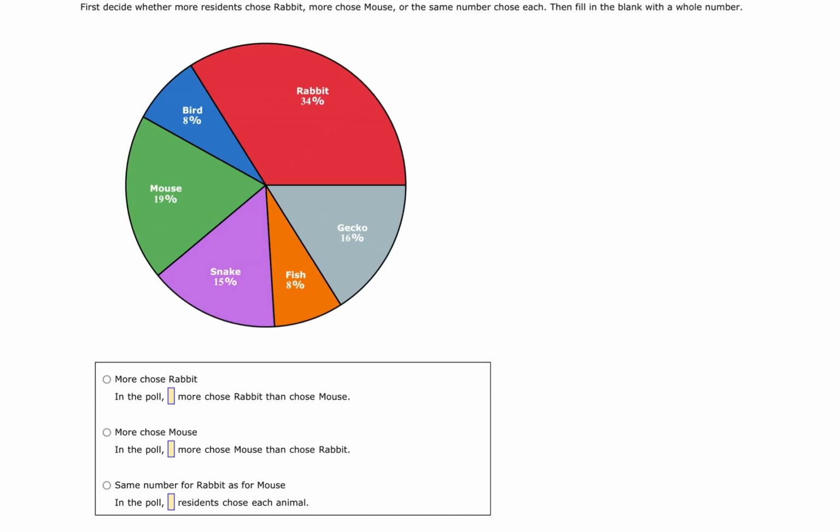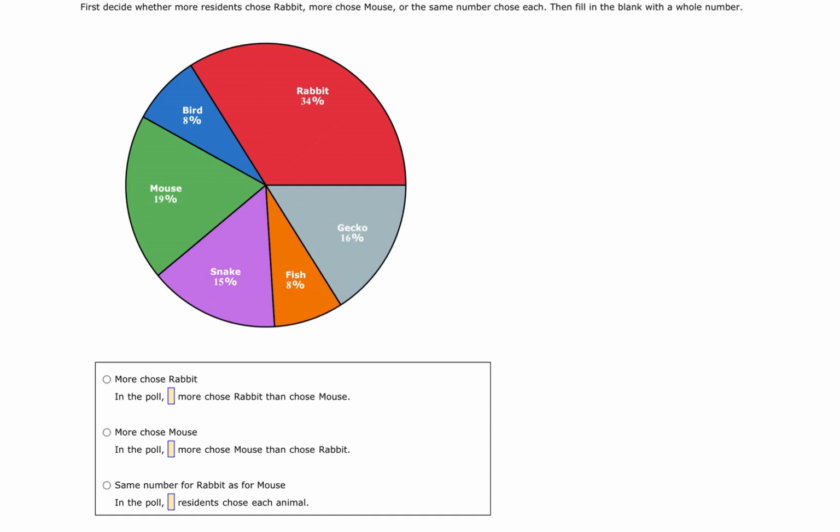In this topic, we're going to compare parts of a circle graph. And this question says, in a poll, 145,000 residents of a city were asked to choose their favorite from a list of pets. First, decide whether more residents chose rabbit, more chose mouse, or the same number chose each, and then fill in the blank with a whole number. The first part of it is going to be very easy.